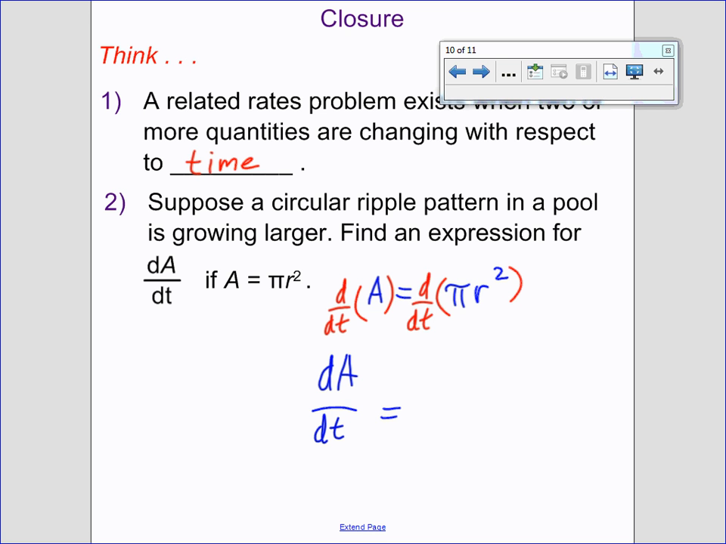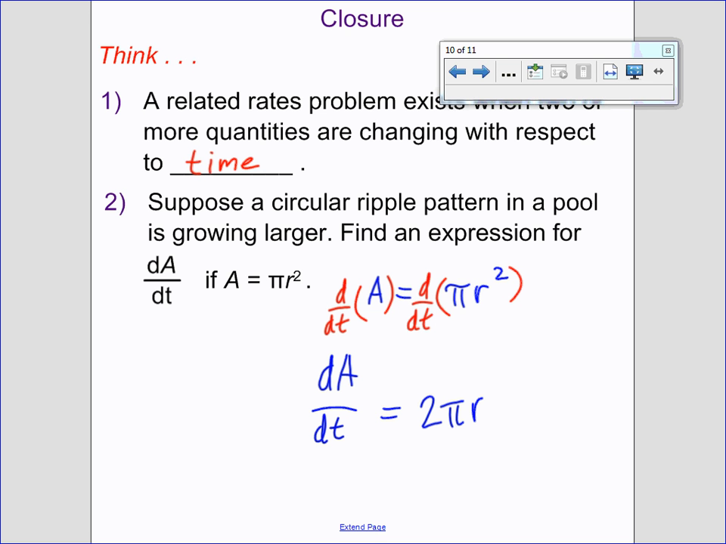Equals, and now let's differentiate pi r squared with respect to time. What rule will we use? Well, a couple. We use constant multiple and power rule, right? So we'll differentiate this right-hand side. Here we go. Exponent times the base raised to 1 less. I've got a constant multiplier of pi there, so this would be 2 pi r to the first, and then times the derivative of the base. The base in this power is r. What's the derivative of r with respect to time?